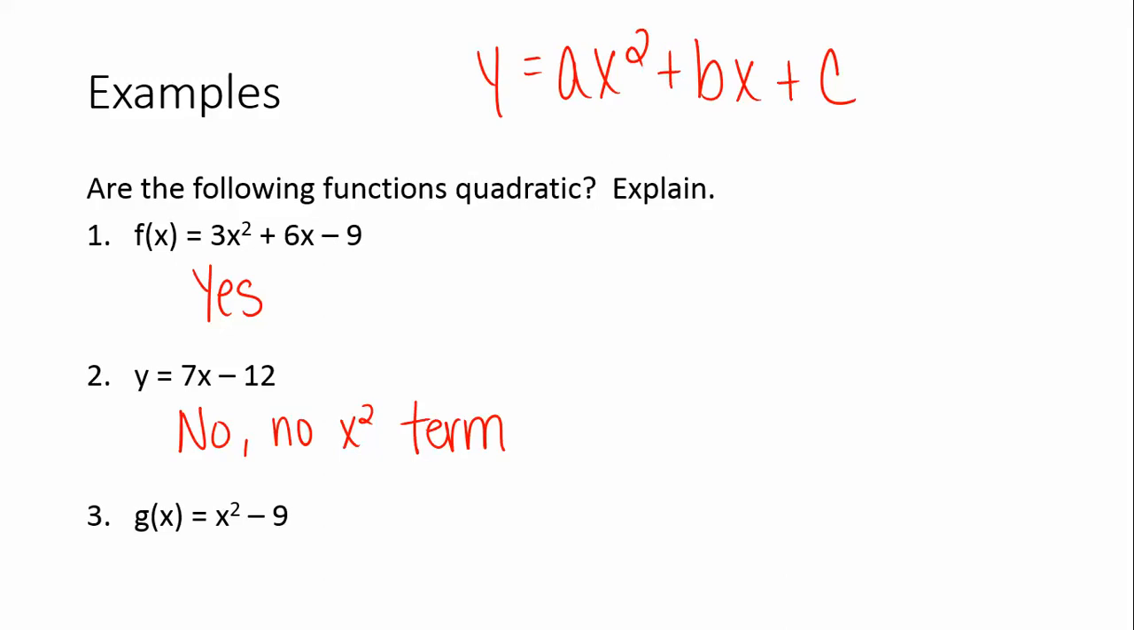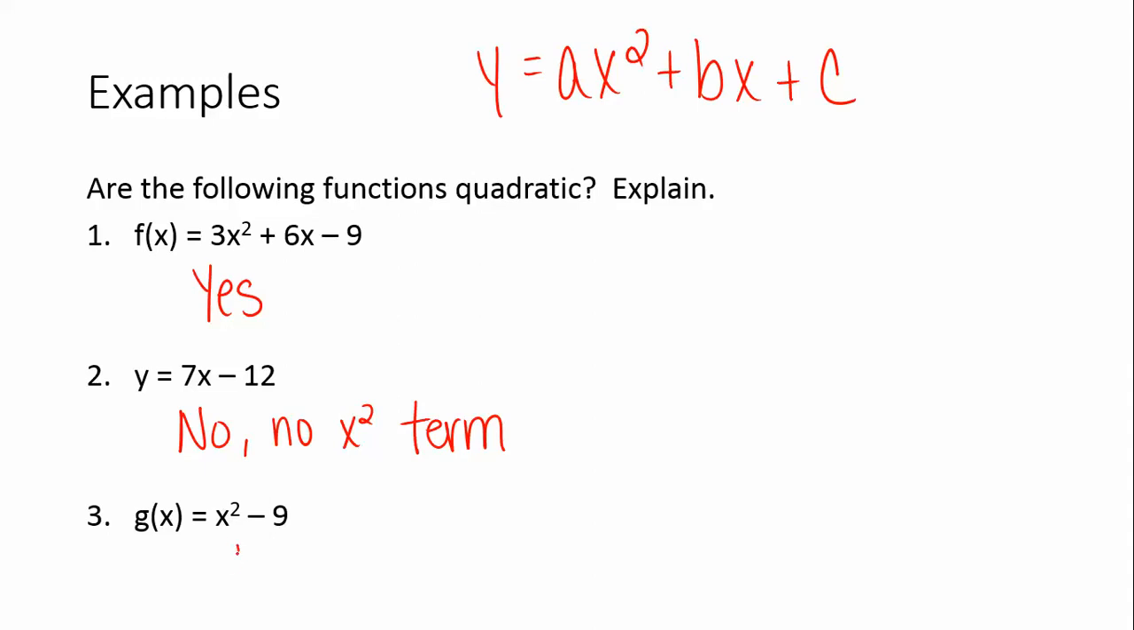Number 3, we have g of x equals x squared minus 9. Again, g of x, f of x, any variable of x is the same thing as saying y. So we have x squared minus 9. Now here you may notice there's no x term. There's no bx term in the middle. But that's okay. We don't have to have the x term. What we have to have is the x squared term.